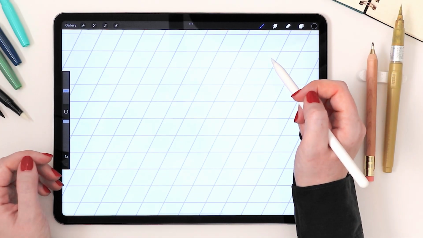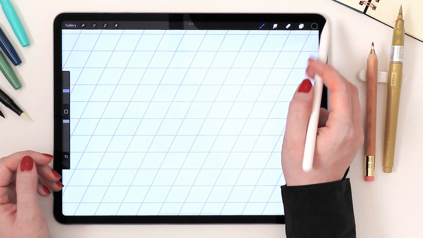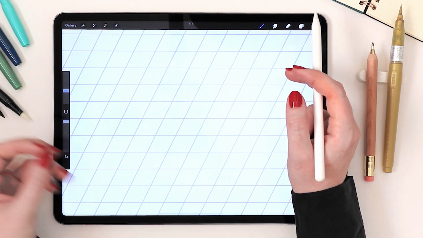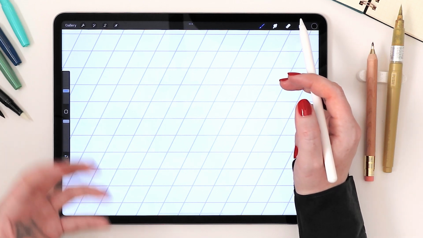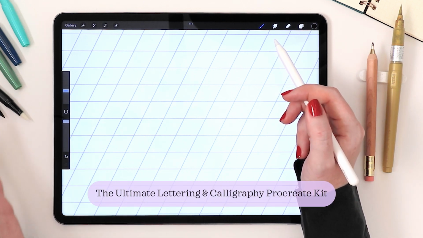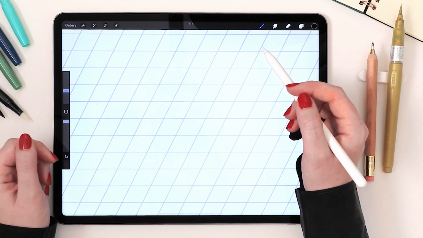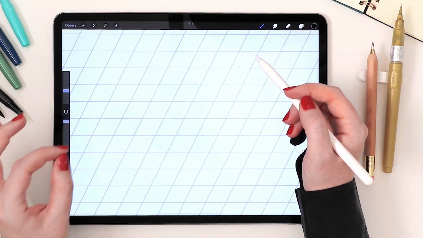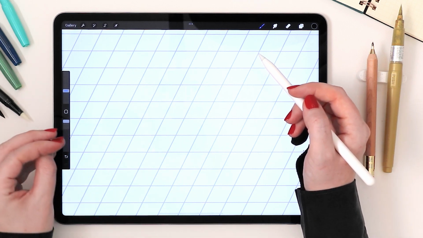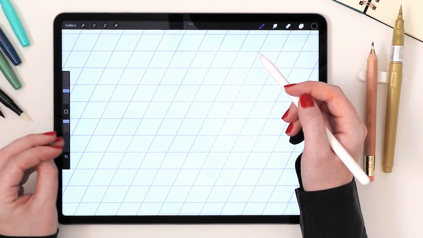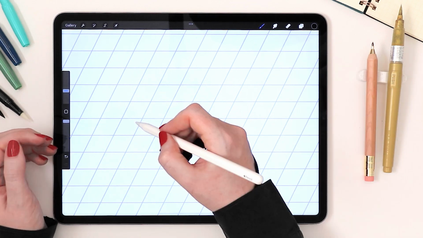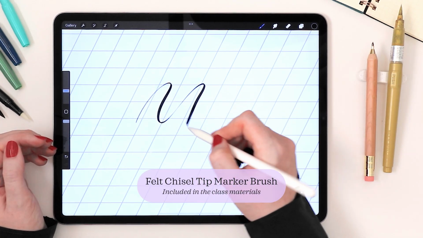To start our stroke practice, let's select black from our color palette and select a good lettering brush. Again, lots of lettering artists have made these. I have one in my Ultimate Lettering and Calligraphy pack. There are some default Procreate brushes, but again, I have offered you a free one that you can follow along with. It's the one that I'll be using in this lesson today. So long as you install that, you can follow along and use the same one. It's this felt chisel tip marker brush.